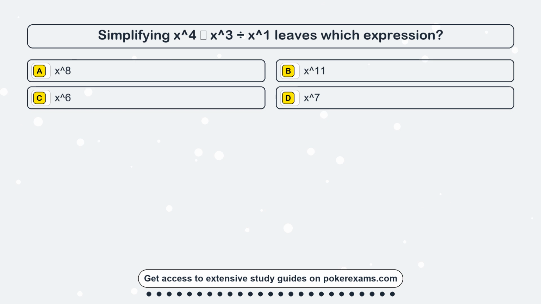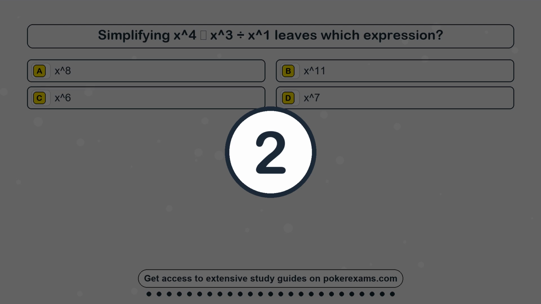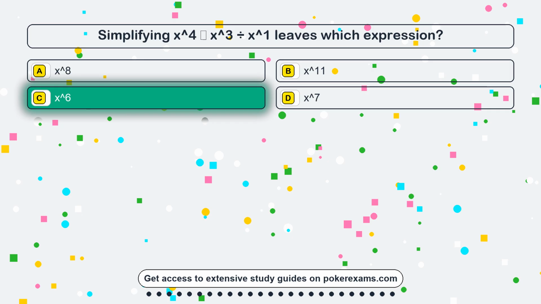Question 6. Simplifying x^4 x^3 divided by x^1 leaves which expression? Option A x^8. Option B x^11. Option C x^6. Option D x^7. The correct answer is option C, x^6.